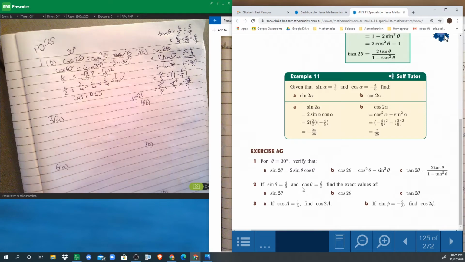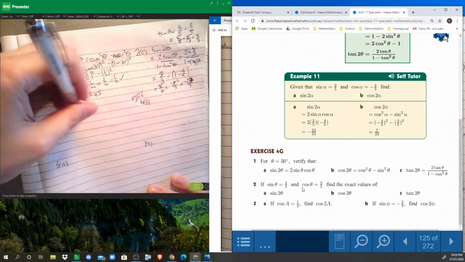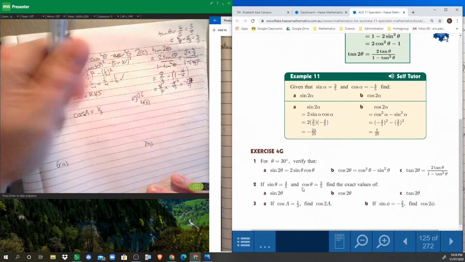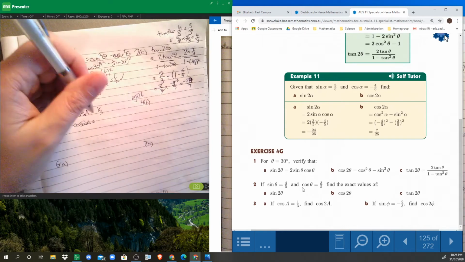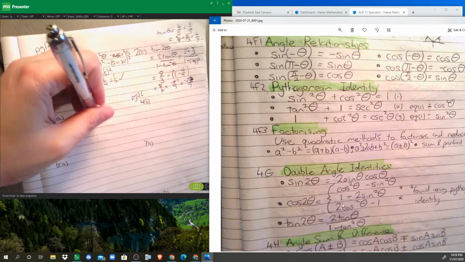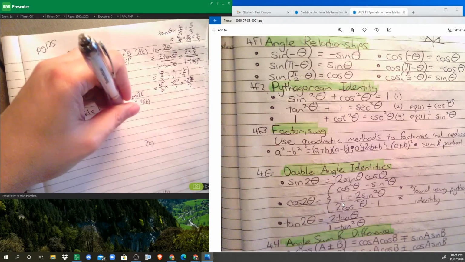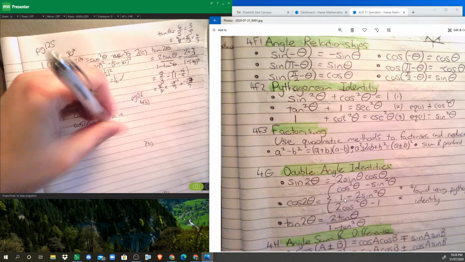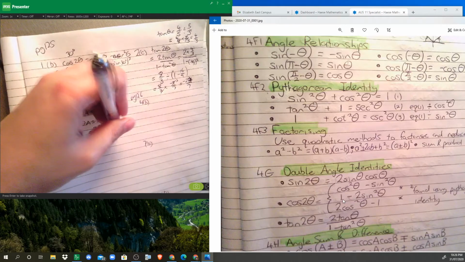And let's just do another one. Cosine A equals 1/3. So cosine 2A, we'll use the formula for cosine: cosine 2 theta is 2 cosine squared A minus 1, which equals 2 times 1/3 squared minus 1, which equals 2/9 minus 1, which equals minus 7 on 9.